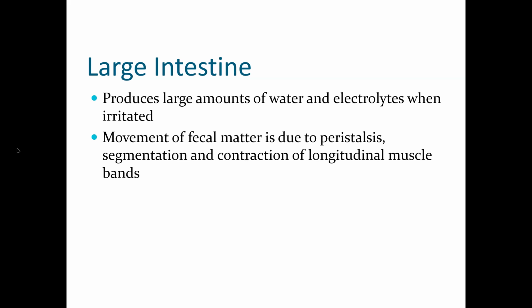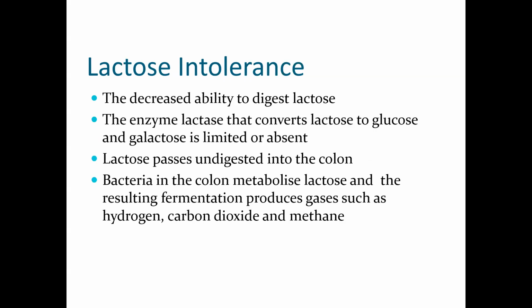All right, anyway. 2 slides left, good. So the large intestine, of course, produces large amounts of water and electrolytes. We'll explain why. And the movement of fecal matter is due to peristalsis, segmentation and contraction of muscle pads. So once again, you're moving the feces along, you're doing segmentation and peristalsis, both of which are not under your control. They're autonomic. The only time when you decide to move things along is when the feces gets to the rectum. And then that is when you start struggling with it, right?